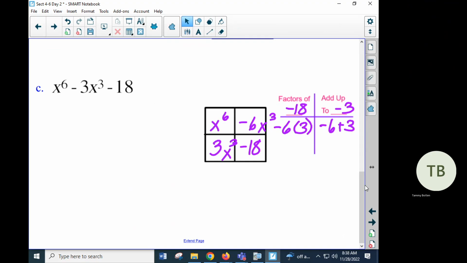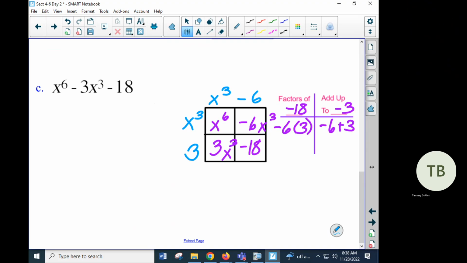So now what I'm going to do, if this is x to the 6th, one's going to be x to the 3rd, one's going to be x to the 3rd. So you put half of them in each of those spots. And then what times x to the 3rd gives me that 6? X to the 3rd times what gives me this 3? And then I just go back over here and put that. So one is x to the 3rd minus 6. And one is x to the 3rd plus 3.